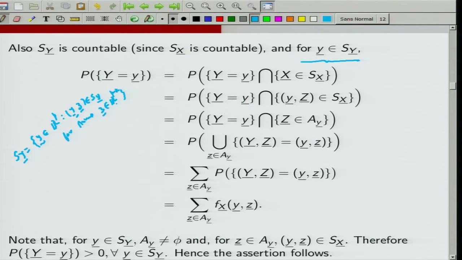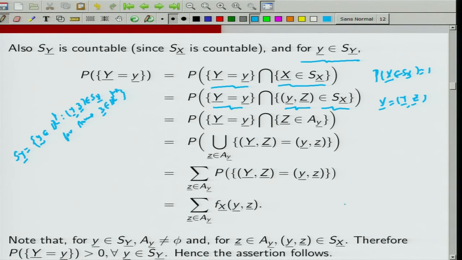So, probability Y is equal to y is the same as probability Y is equal to y intersection X belonging to Sx. This is again due to the reason that probability X belonging to Sx is 1, which is the same as probability Y is equal to y intersection X is the same as (y, z). So, yz belongs to Sx, but Y has been forced to be small y. So, intersection (y, z) belongs to Sx.